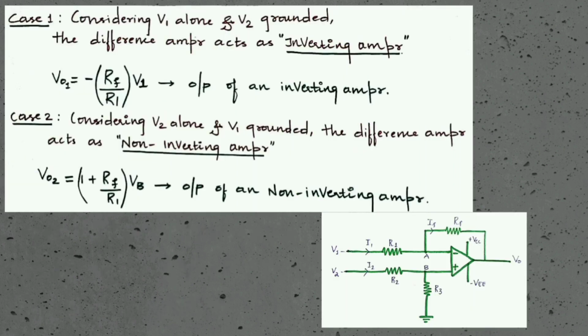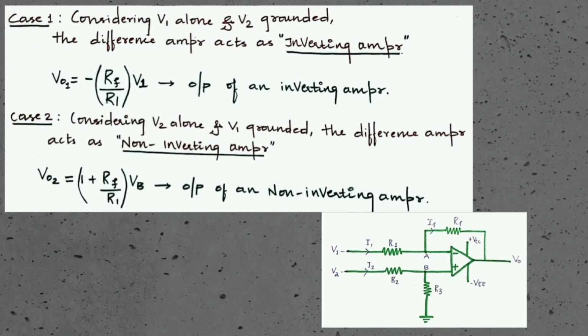Now, coming to the derivation part, it won't be the same as the previous one because in previous circuits, one of the terminals was grounded whereas the other one was given the input voltage. In this case, both the terminals are applied with input voltages. So, observe carefully. Case 1.